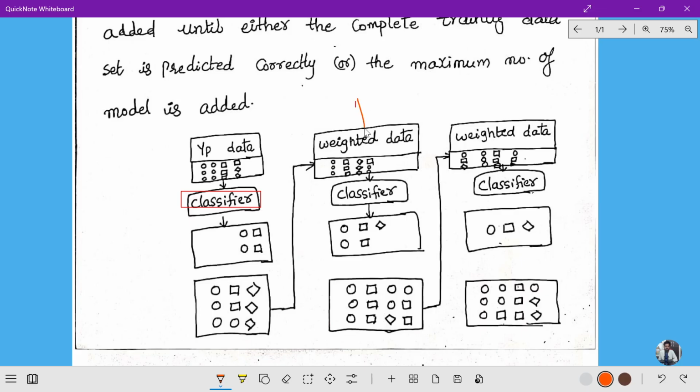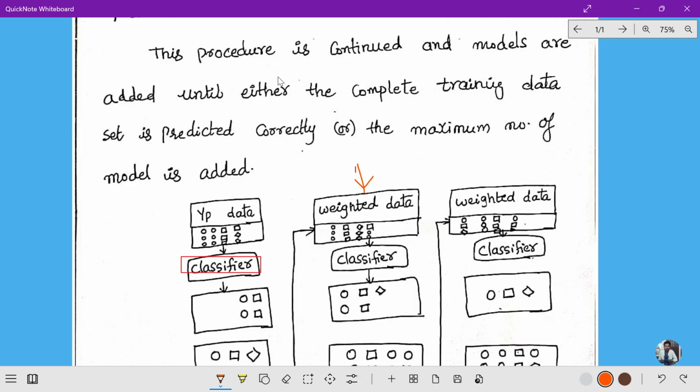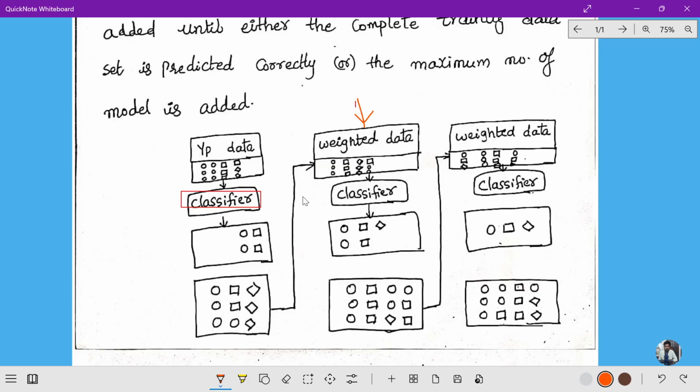Okay, so we are going to add some weights. Again, we'll have some classifier. This procedure is continuous until we get the correct output. This procedure continues until the models are added, until either the complete training data is predicted correctly or the maximum number of models is added.